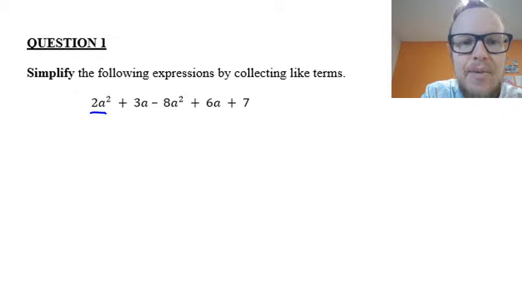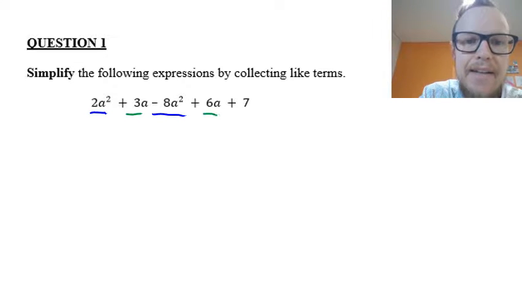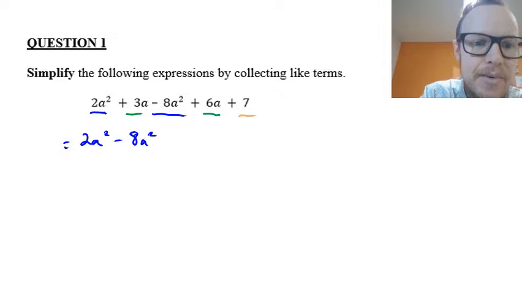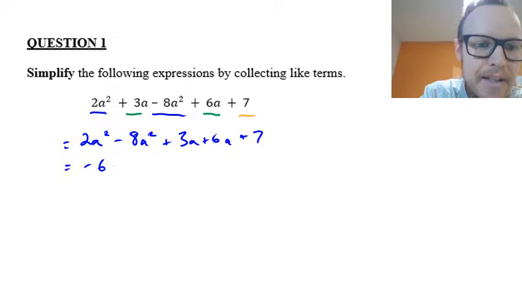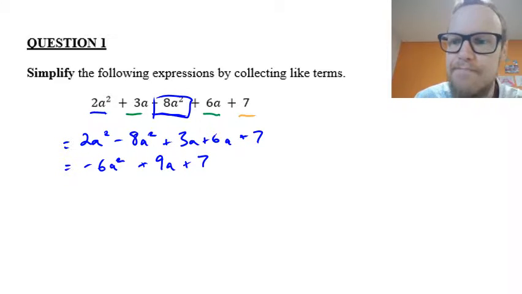We can see 2a squared and minus 8a squared. We can also see 3a and 6a. They're like terms, and we have 7 there as well by itself. So collecting the 2a squared and the minus 8a squared, we get 2a squared minus 8a squared. And collecting the 3a and 6a plus the 7, we get negative 6a squared plus 9a plus 7. Notice that the minus stays out the front here of the 8a.